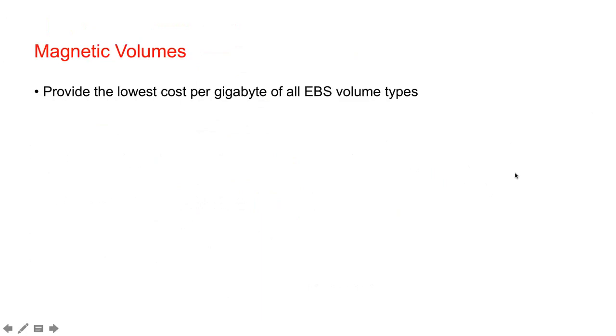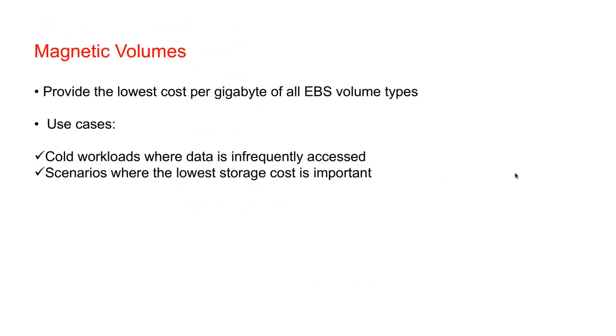Magnetic volumes provide the lowest cost per gigabyte of all EBS volume types. The use cases are cold workloads where the data is infrequently accessed, and scenarios where the lowest storage cost is important. So magnetic volumes are the cheapest of all. You will never use them for database-style applications because they're very slow. So you just store the data that you don't frequently access. It is just for archiving your data.